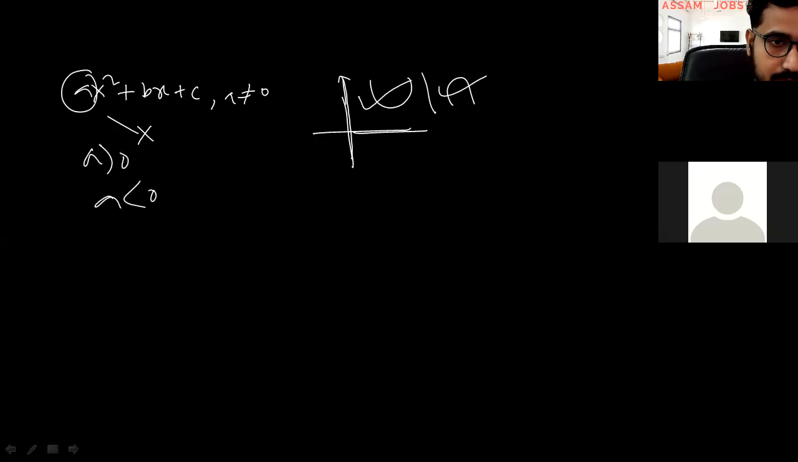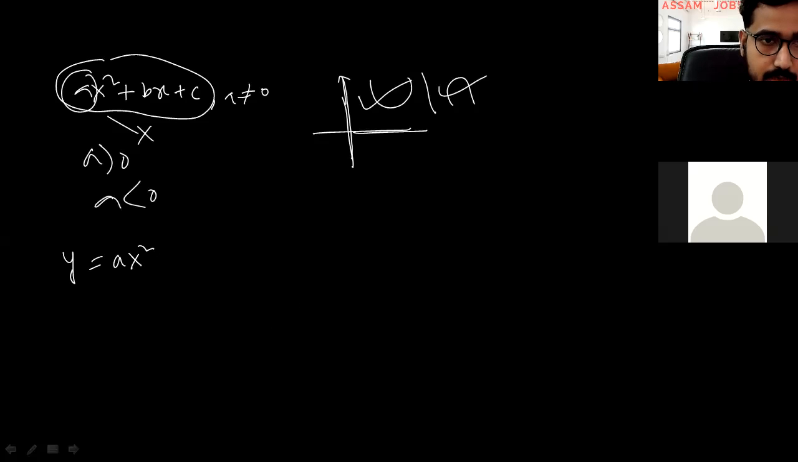Now see, for plotting this quadratic polynomial in the graph, we have to represent it like this: y equal to ax square plus bx plus c. Now whenever you put some value of x, you will get some value of y. So after getting the values of x and y, you can put them in the graph, and then you will get one parabolic shape. Yes or no?